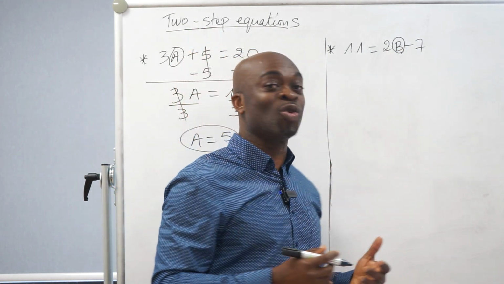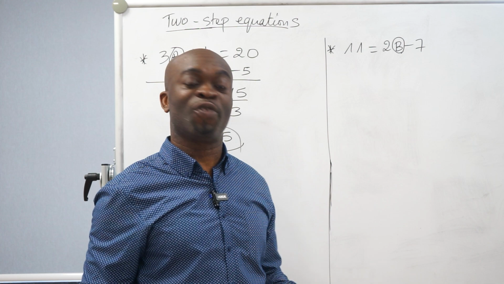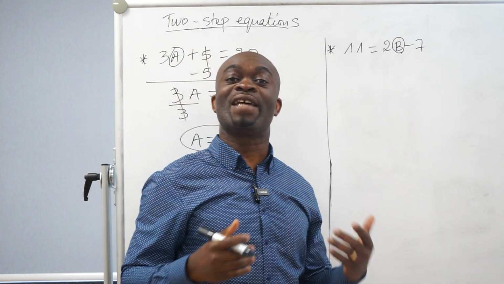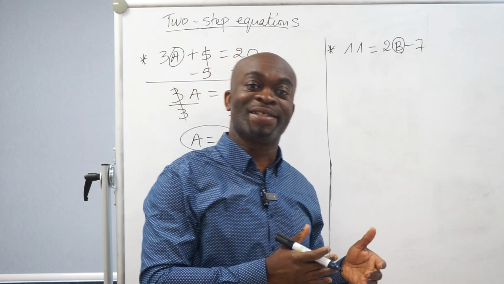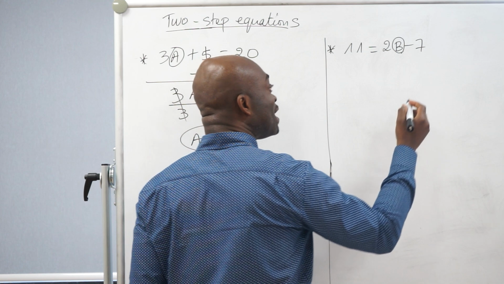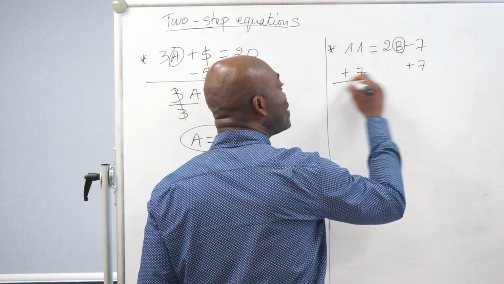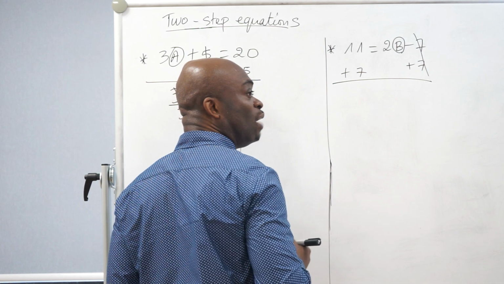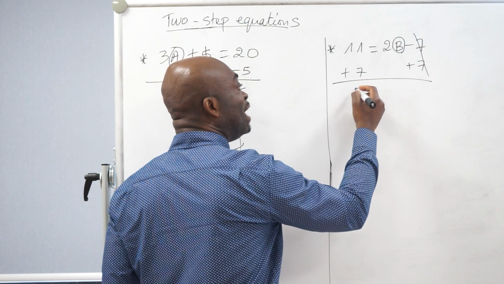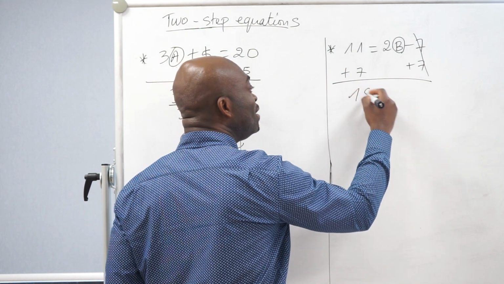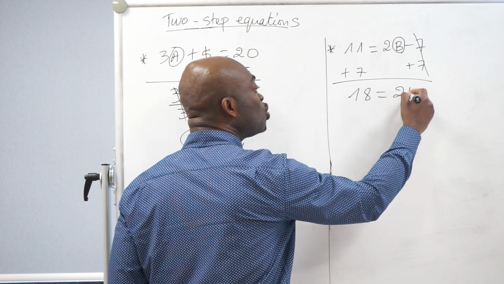Which one goes away first? Which one do you cancel first? It's going to be the negative 7, and by doing what? Positive 7. So we do positive 7. Whatever we do on one side, ladies and gentlemen, we do the same thing on the other side. So 7 and 7 out. Now we have 11 and 7, which is 18. So we end up with 18 equals 2b.